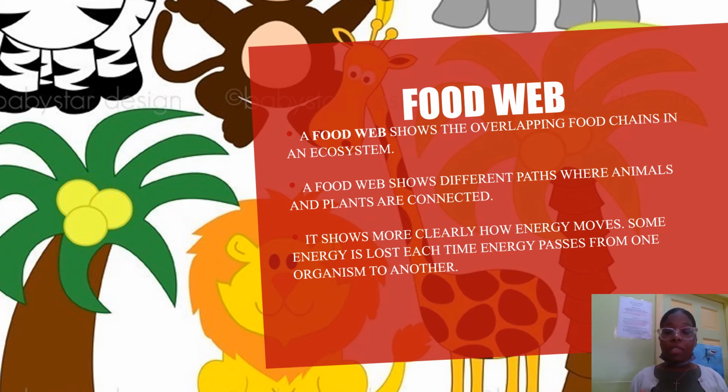Like, remember the food chain of an owl that we just looked at? Well, in a food web, we can have that food chain and many other food chains, and all of those food chains can connect to each organism. It also shows more clearly how energy moves. Some energy is lost each time energy passes from one organism to another.